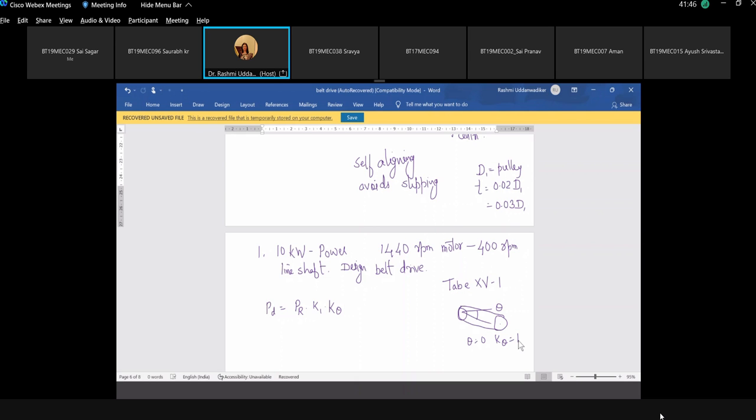Then for the service factor, refer to the table given. Driving machinery is an electric motor, driven machinery is a line shaft. A line shaft is a shaft for large power transmission, usually in industrial applications. So for driving machinery as electric motor and driven as line shaft, what is the value of K1? It is 1.1. Is it 1.15 or 1.1? Which makes it 11 kilowatt.